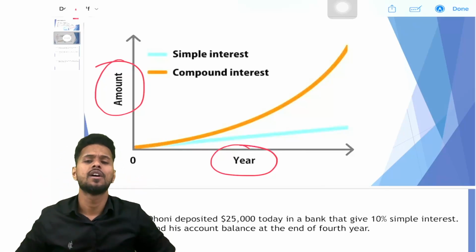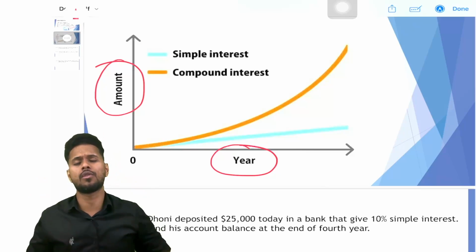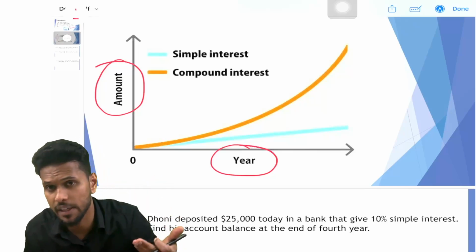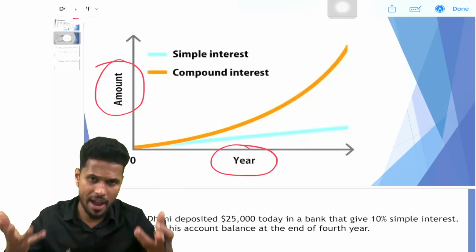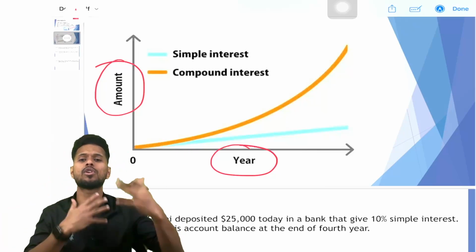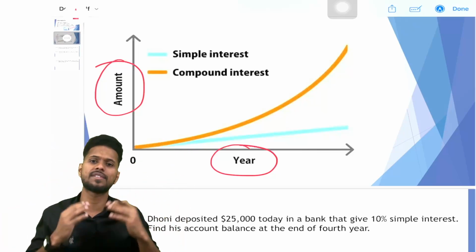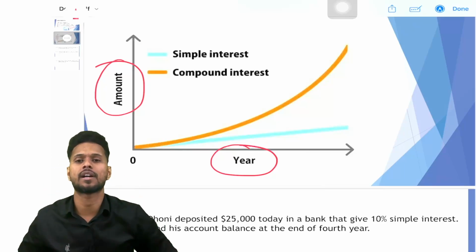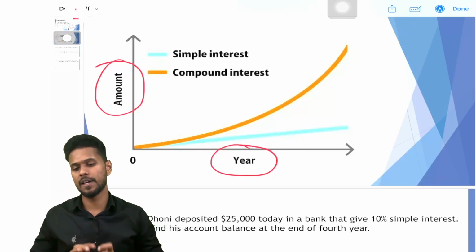Hope it is clear. So from this graph, what we understood is that compound interest is higher than simple interest. When we deposit in the bank, if it is compound interest, the amount will increase very fast, and if it is simple interest, the amount will increase very slowly. That is all this graph is conveying. So hope it is clear.